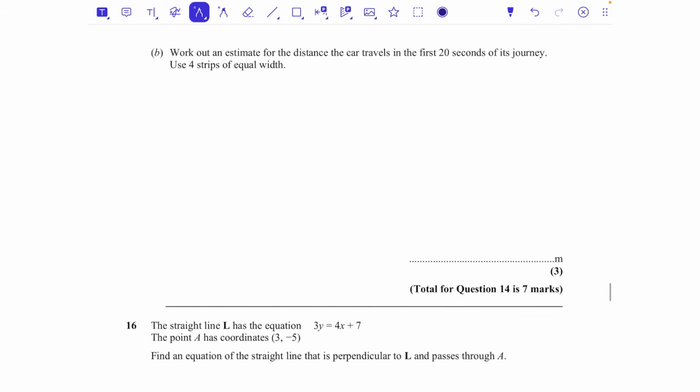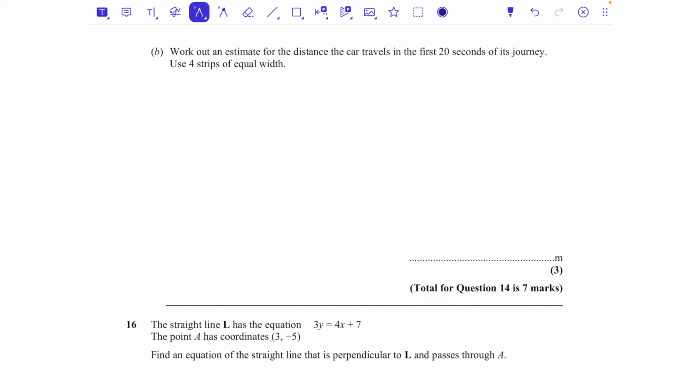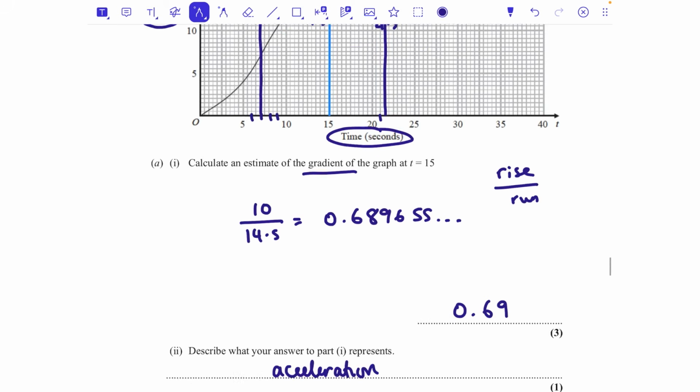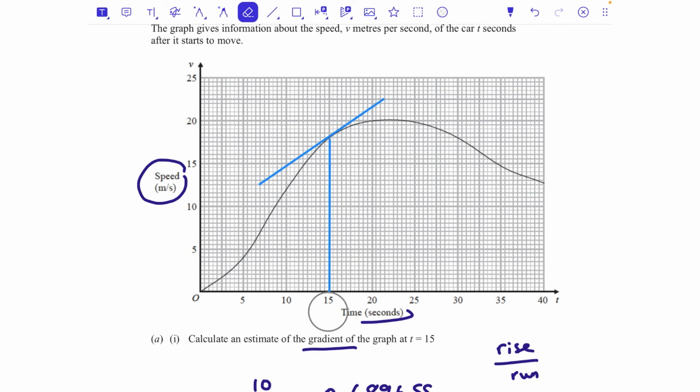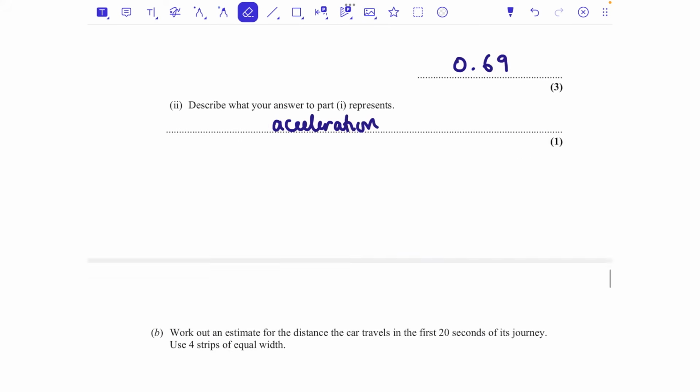Part B, work out an estimate for the distance the car travels in the first 20 seconds of its journey. Use 4 strips of equal width. So what we now need to do is go back to that graph. I'm actually going to clear everything that I've done so far just to make this a little bit easier for me to draw. Let's delete that. Let's delete that. Now, it actually tells you how many strips to do.